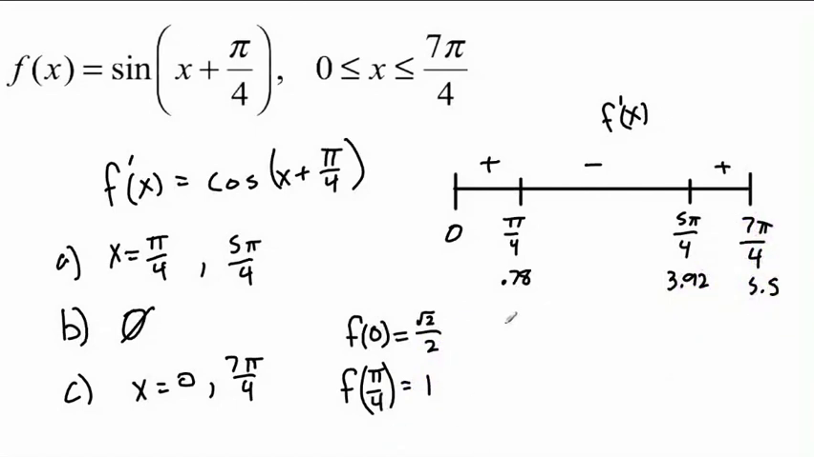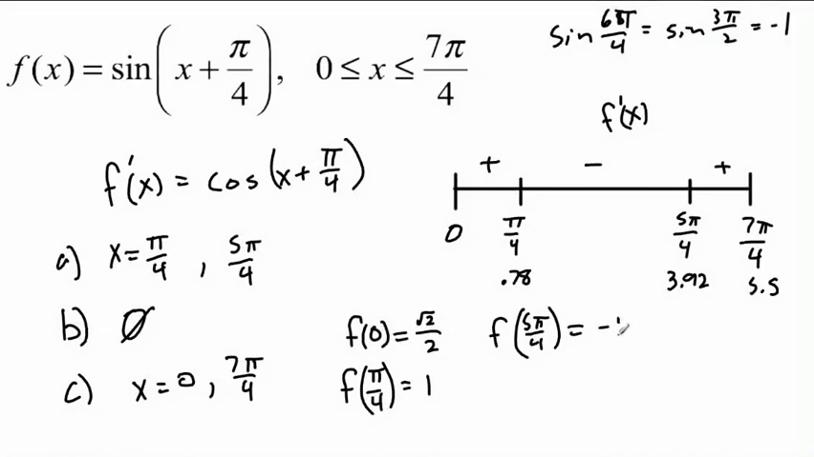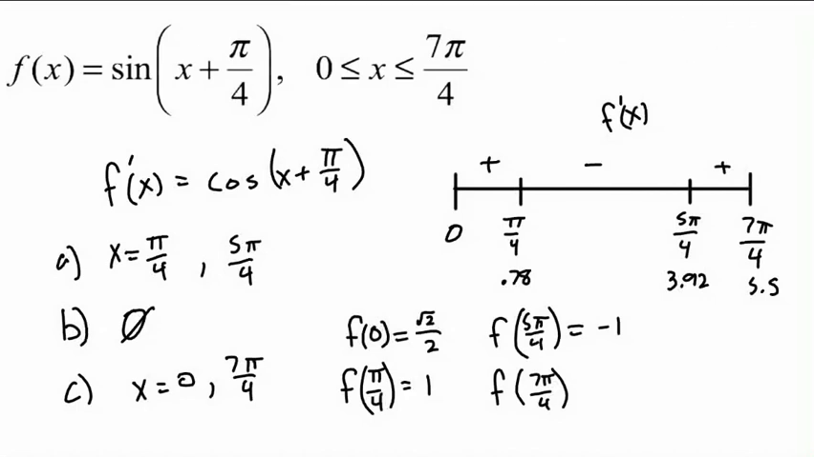And then we have the function at 5 pi fourths, and that's going to be 5 pi fourths plus pi fourths, so that's going to be the sine of 6 pi fourths, which ends up being the sine of 3 pi halves. And we know that's going to be negative 1 using our unit circle. And then we have f of 7 pi fourths. And f of 7 pi fourths is going to be the sine of 7 pi fourths plus 1 pi fourths, which is 8 pi fourths, which is 2 pi, and the sine of 2 pi is going to be 0. All right, now we got all our values.